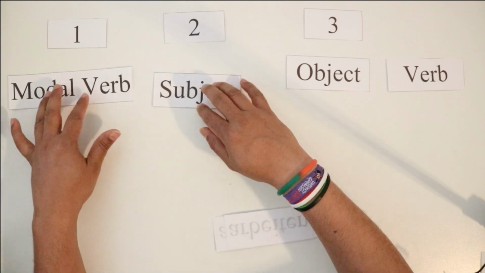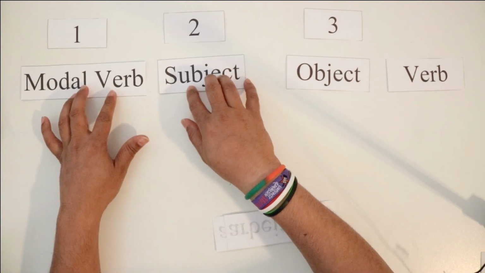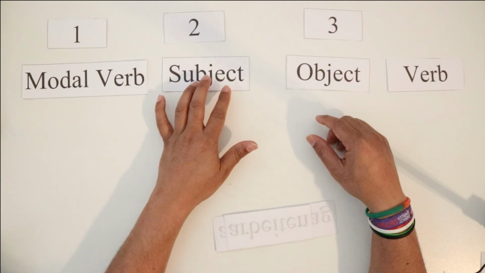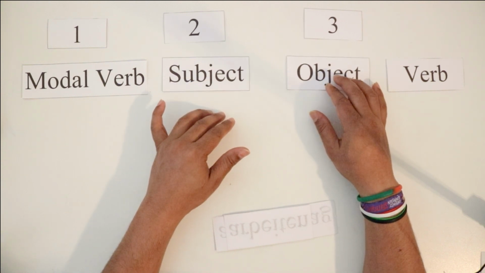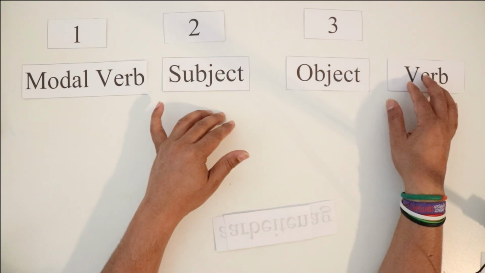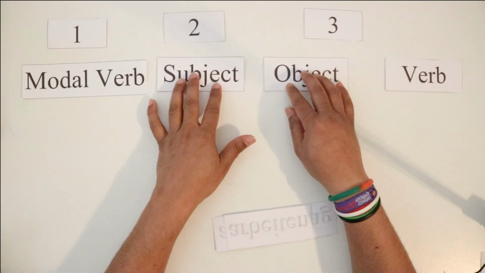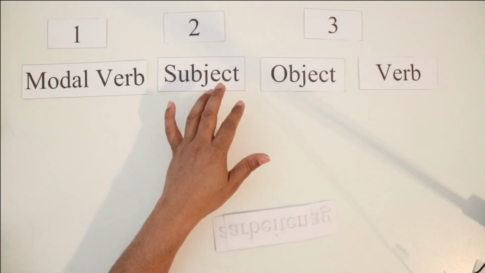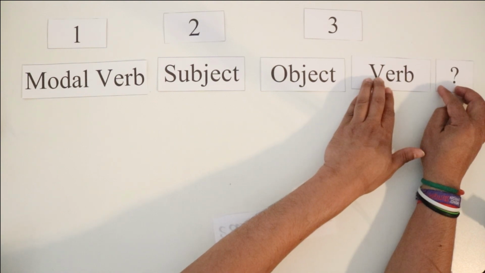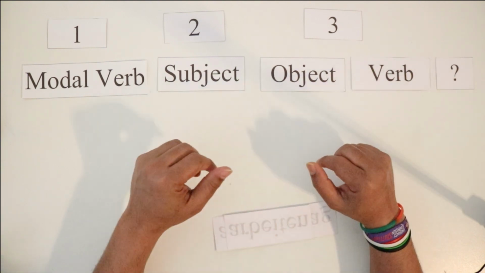The modal verb will come in the first place, and the subject will come in the second place. The object will be placed after that, and the main verb or normal verb will be placed in the last place, and in addition we will add one interrogative sign.